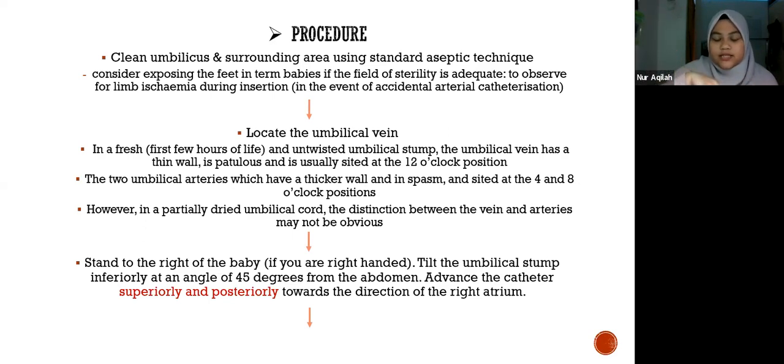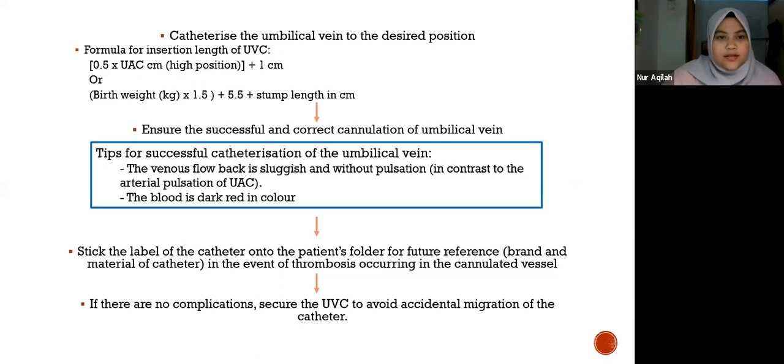So in the case of umbilical vein catheterization, we should advance the catheter superiorly and posteriorly towards the direction of the right atrium. And we should catheterize to the desired position. There's also a formula for the insertion length of UVC. So there are two formulae as well. However, it was not mentioned which one is more preferred.